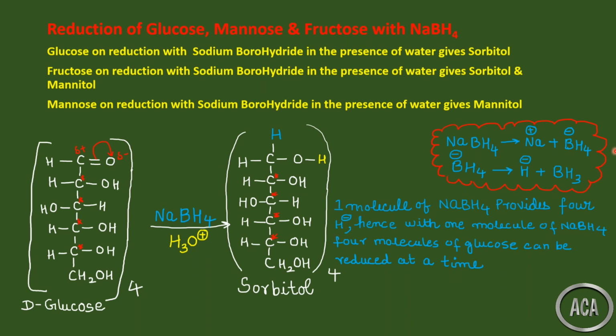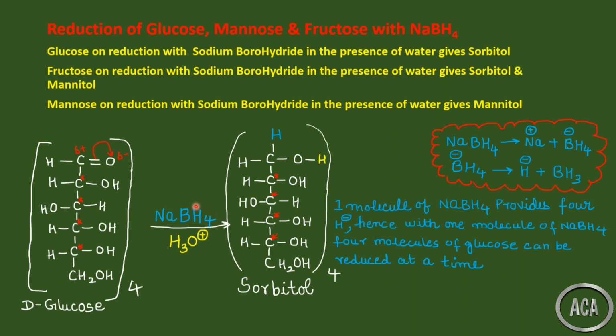See over here, it has totally 4 hydrogens which can be released as H minus. So how many H minus can one sodium borohydride molecule donate? It can give 4 H minus. Hence, with one molecule of sodium borohydride, 4 molecules of glucose can be reduced at a time, isn't it? To reduce one carbonyl group, we require only one hydride, and 4 hydrides are present.